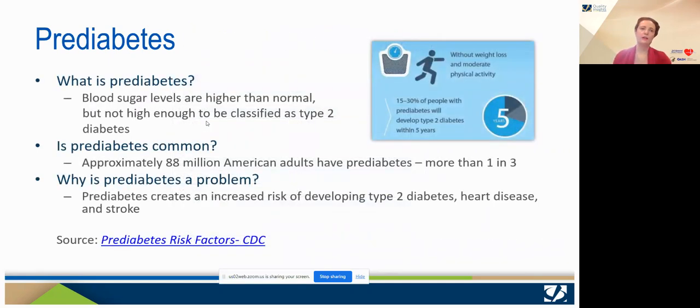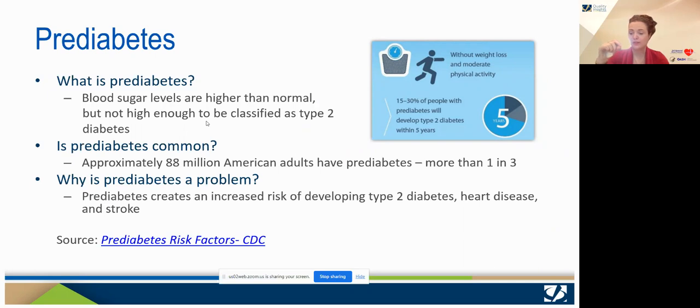As we're talking about prevalence, we want to make sure that everyone's on an even playing field about what prediabetes is. Essentially, prediabetes puts you at risk for diabetes. So we're talking about patients and the general public that are falling into a risk category for diabetes, but do not have a diagnosis of type 2.